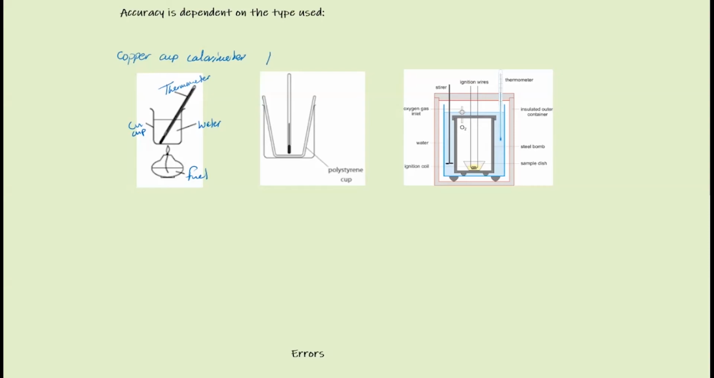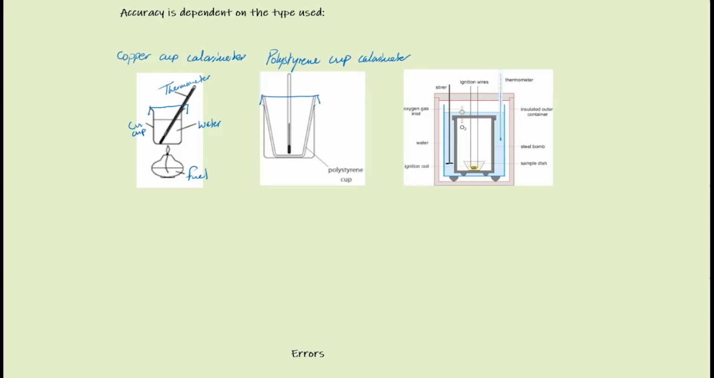This one in the middle is the polystyrene cup calorimeter. Now this is quite a common one. We tend to use it for exothermic and endothermic reactions. Anything that involves reactions within solutions is typically what we use this for. We should always put a lid on the top for any one of these calorimeters, but that again reduces one of our errors that we'll look at later on.